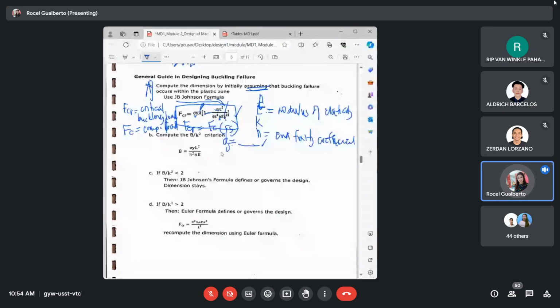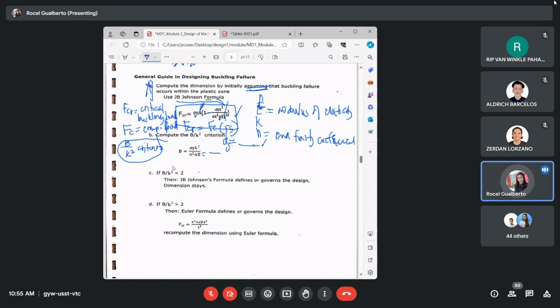Okay? So, para po ma-check po natin ang sagot natin, we will have the B over K squared criterion. Okay? Yung K po na yon, okay, yun po yung atin na least radius of gyration. Okay, yung pong K. Tapos kung siya nga po ay circular, then this K will be D divided by 4. Okay? What about po yung B? Okay? Ang B naman is equal to sigma y L squared over pi squared N E. Okay? So, lahat po ng value, okay, isa-substitute lang po natin dito. Tapos, you'll find the value of B.